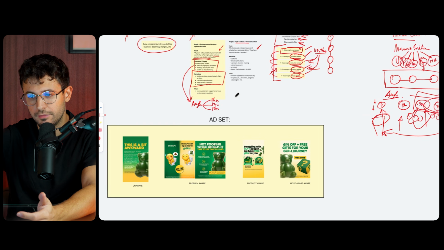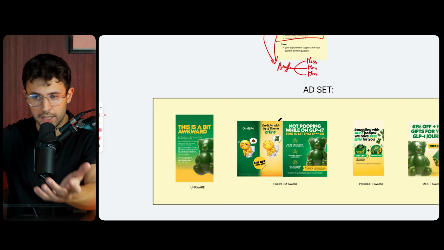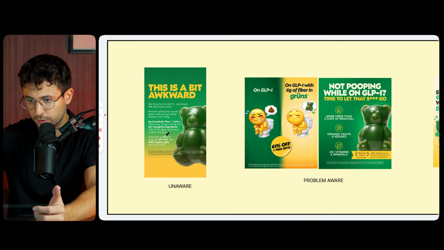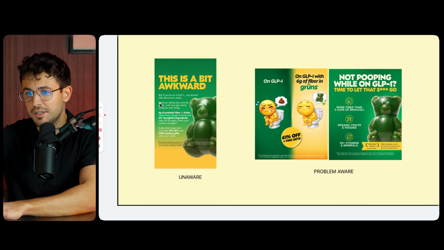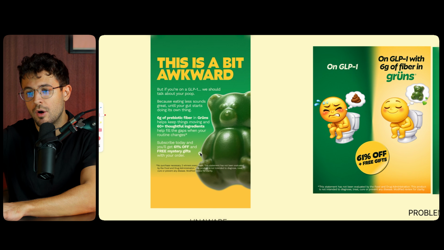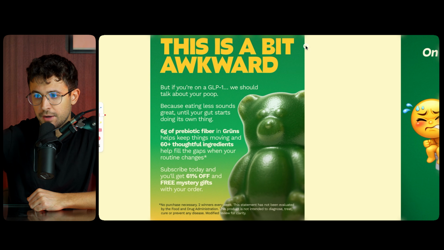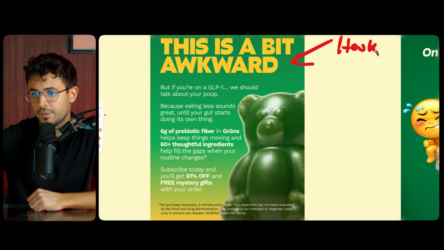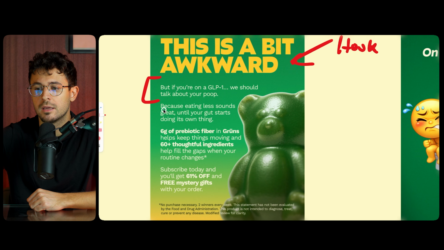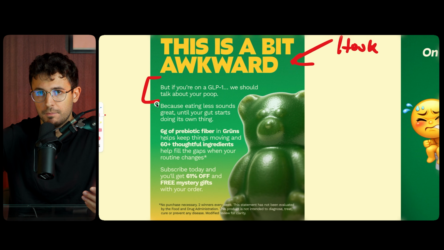And let me actually give you a realistic example of this from a brand that for sure you know. This is Groons, right? So this ad here is for unaware audience, and let's look at it together and let's read it together so we actually understand what is going on. So this is a bit awkward, very big, as a hook, okay? Then, if you are on GLP-1, we should talk about your poop. Okay, this is like, if you are on this product, we should talk about this. So I'm treating you like you are unaware of what is going on.